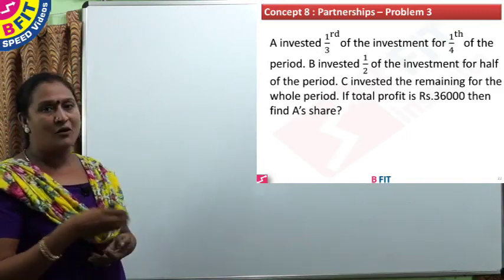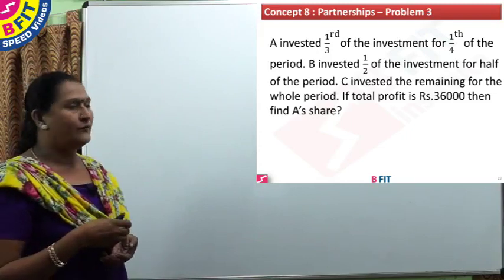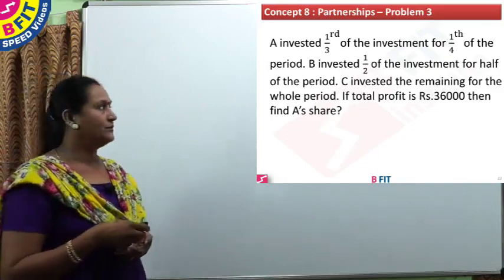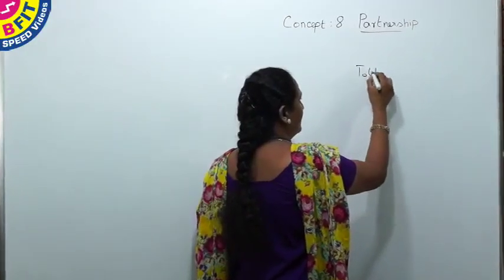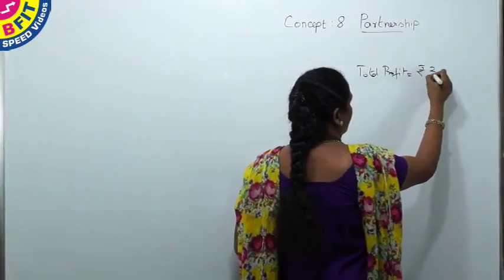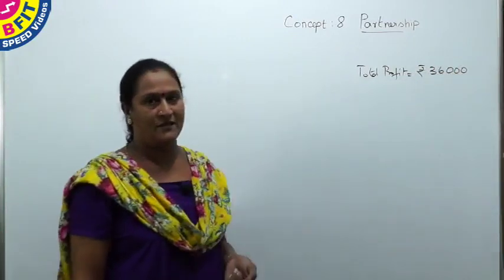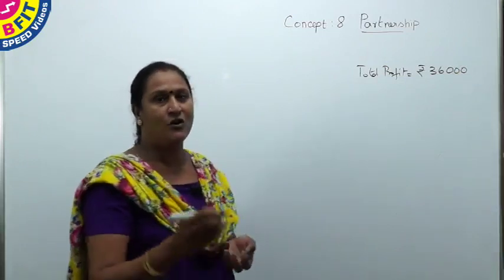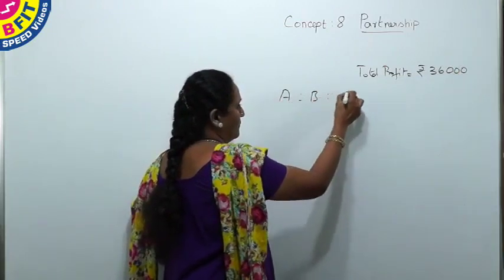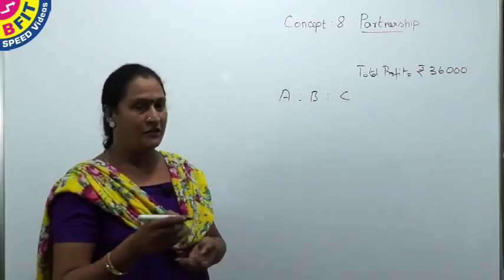We'll find the amounts invested by A, B and C, the ratios, and then we'll see how to share the profit among A, B and C. A's share is asked, so we'll try to work it out. So total profit is equal to rupees 36,000. This has to be shared among A, B and C. For this we need to get the ratio of their investment. According to the data given, we'll try to find the ratio of their investment.